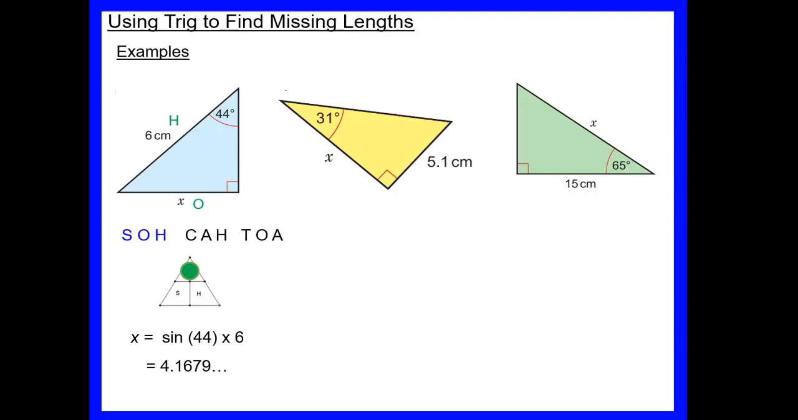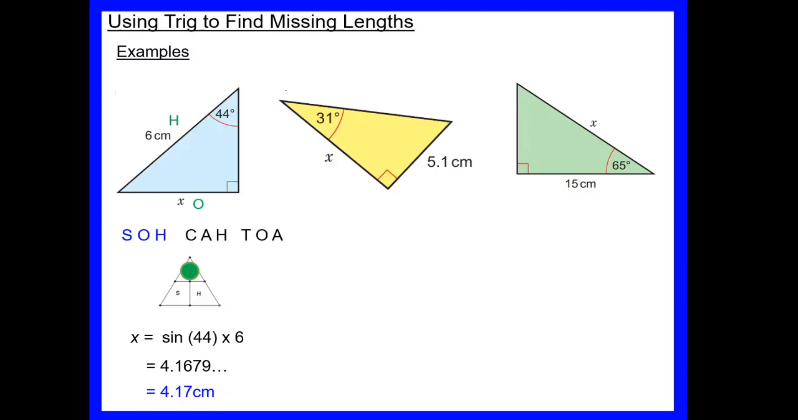We get 4.1679, etc. And then we round appropriately. So 4.17 centimetres to 3 significant figures. So remember, if we're not told what to round to, 3 significant figures is the norm. Let's do the same for the second example then.